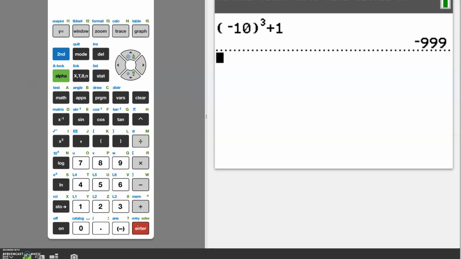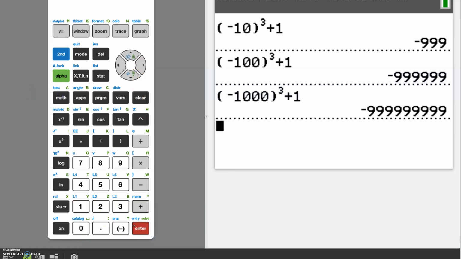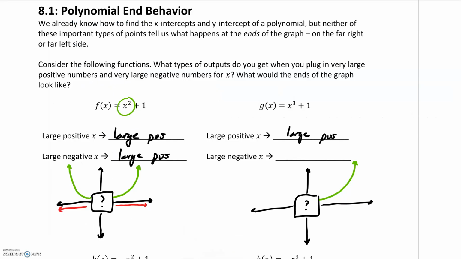And I get a pretty big negative number. I'm going to put in negative 100. I'm going to cube it and add 1. An even bigger negative number. I'm going to put in negative 1,000. I'm going to cube it and add 1. Look how my numbers are getting bigger and bigger and bigger in the negative direction.